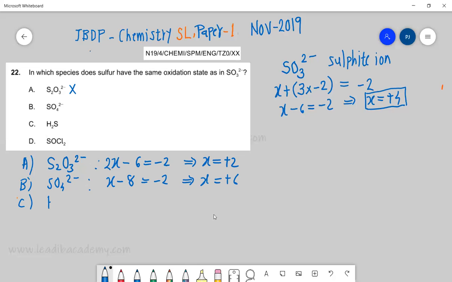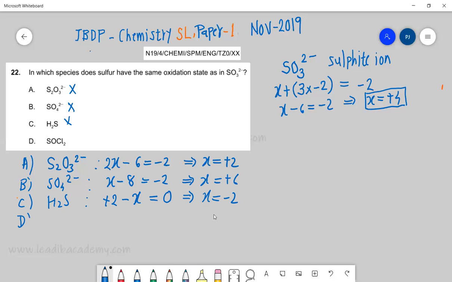Let's check up on H2S. Okay, H2S, as usual, hydrogen is in the +1 state. So there are 2 hydrogen atoms, so that makes +2. Sulfur is assumed to be X. Overall, hydrogen sulfide is a neutral molecule. So that will imply X is equal to -2. Again, that is not what is there.